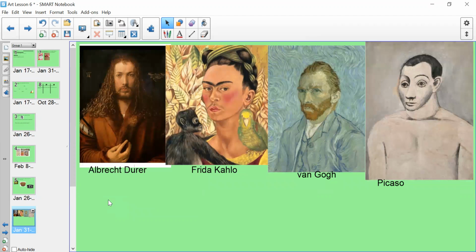Okay, and then last week we made some self-portraits and we looked at different types of artists throughout history that have done self-portraits before. So this is just an example of who we looked at last week.